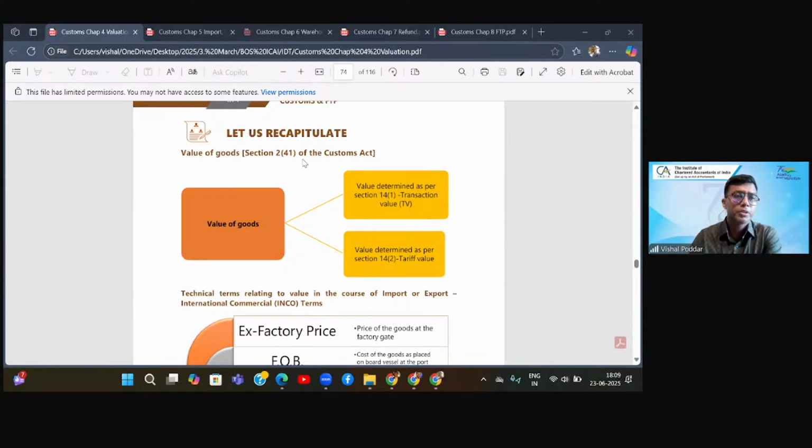In GST valuation, 15.1 puts conditions. You satisfy those conditions, you remain in section 15 only. You go to 15.2 for additions, you go to 15.3 for subtractions, but you do not go to the valuation rules, I mean to say. This is how your customs valuation and GST valuation are different.